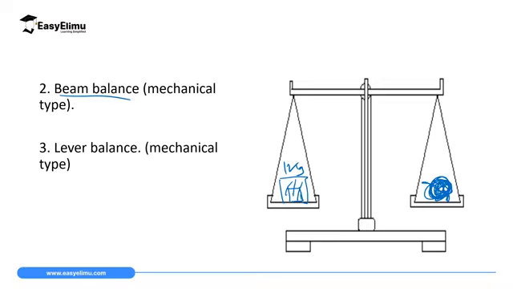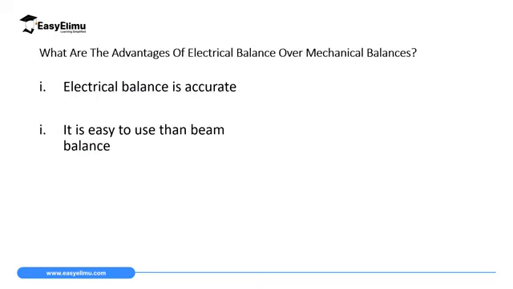And then finally, we have what we call a lever balance. Lever balance is also a mechanical type, meaning it does not use electricity. Just as I mentioned, the electrical balance has more advantages than mechanical balances. That means those which use electricity, that is the electrical top pan balance, have more advantage than mechanical balances, because the electrical balance is more accurate.